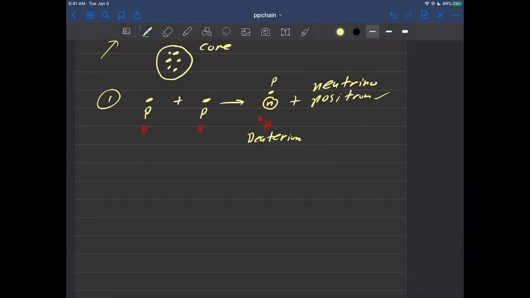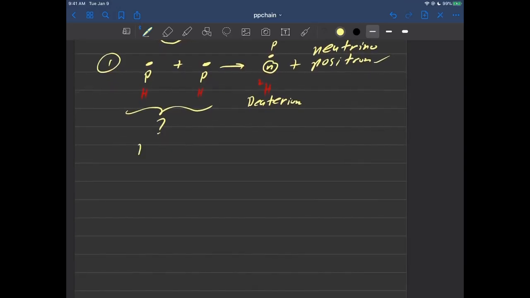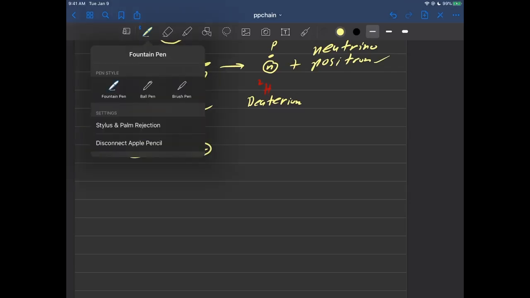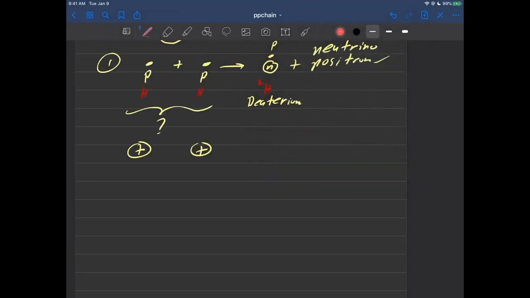So I'm going to take a pause in the action here, because this seems on the one hand so easy. But remember what a proton is. A proton is a positive charge, and this other proton is a positive charge. So I thought we said way up above that when these particles come together, they want to repel, remember, because they're like charges. They want to repel each other.